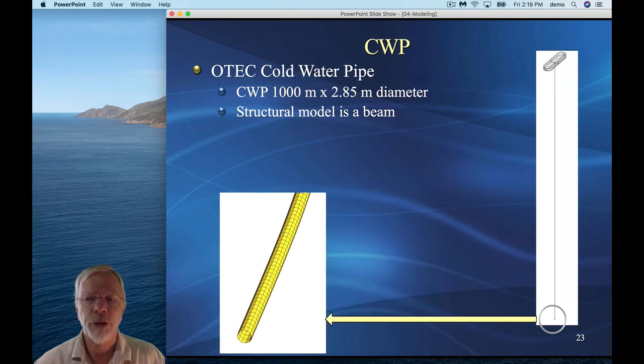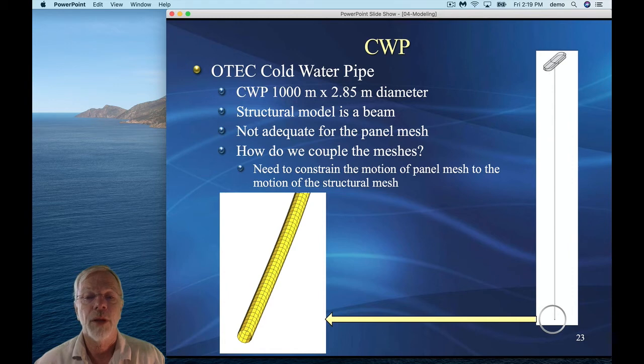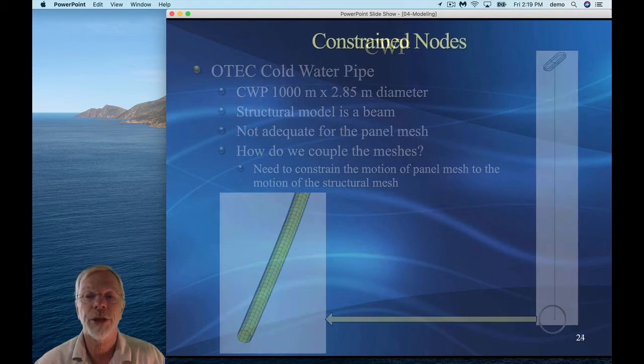The pipe structurally was modeled as a beam going down the center of the pipe. That's clearly not adequate for the panel mesh. We need to model the wetted surface of the panel mesh, and so we use what we show here in this blow-up, the panel mesh that shows we have elements around the circumference of the pipe. So how do we couple this beam model down the center with these panel elements around the circumference? Somehow we need to constrain the motion of the panel mesh to the motion of the structural mesh.